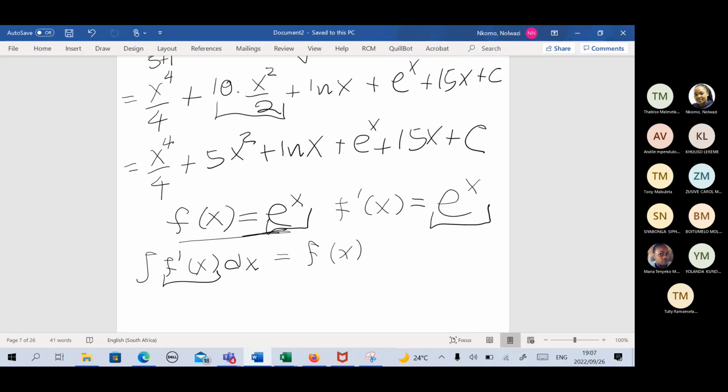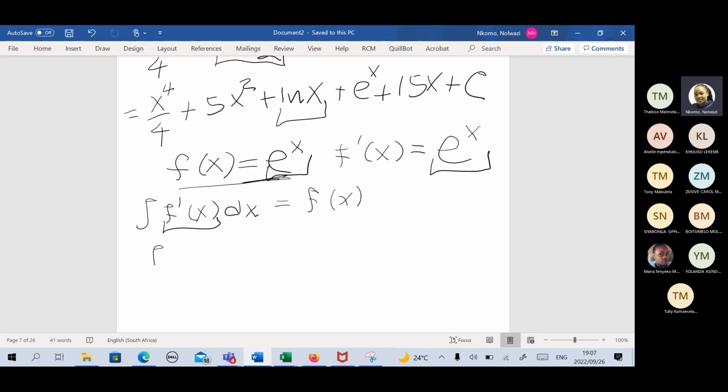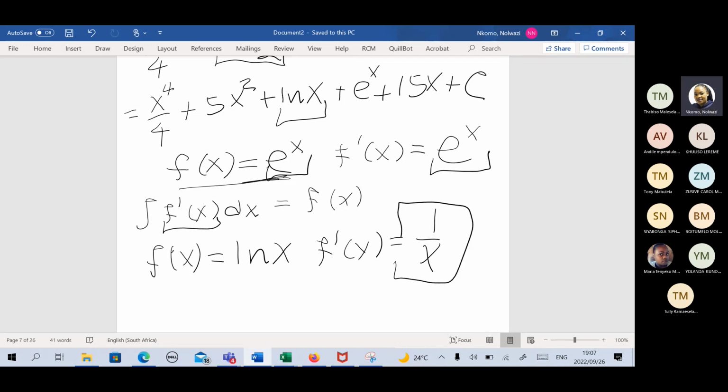And ln x, we said if your f(x) is equal to ln x, and if we differentiate ln x, you get 1 over x. Meaning, if you integrate this, you should go back to this. So whenever you see the integral of this, just write this. That's the rule.